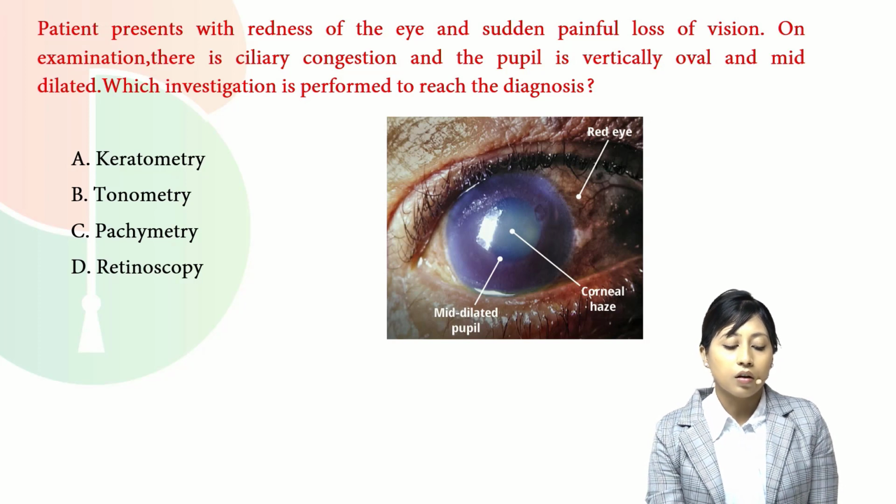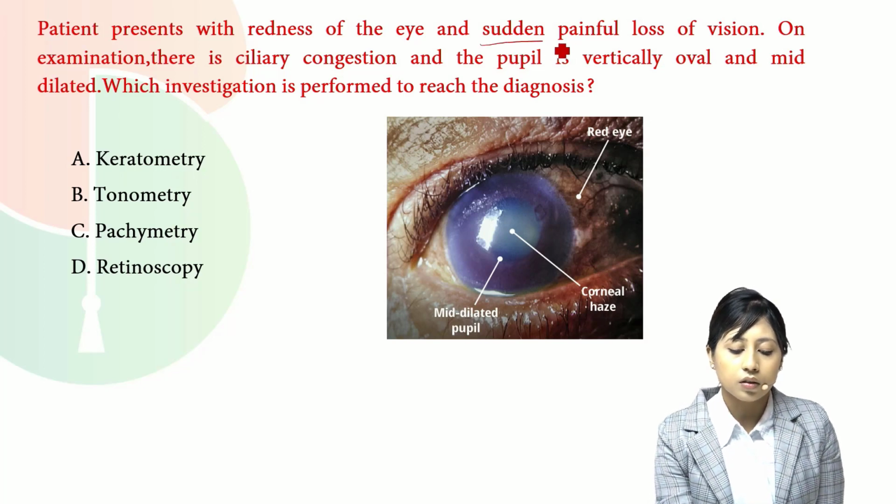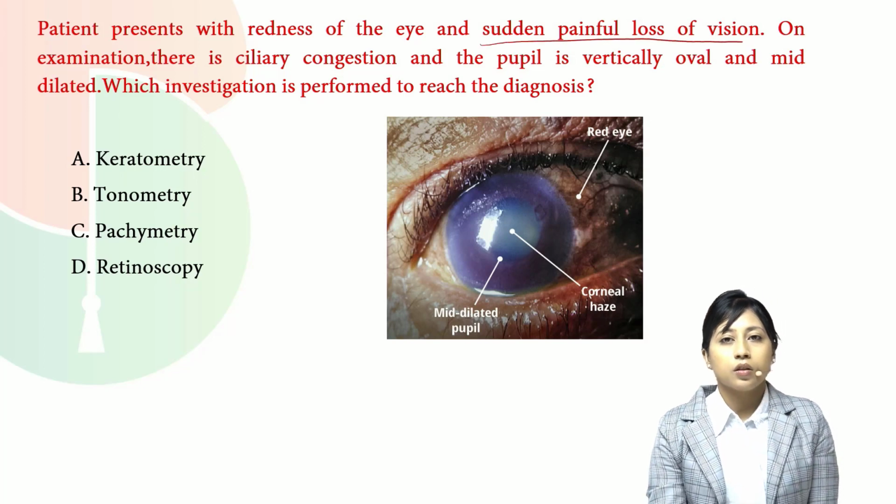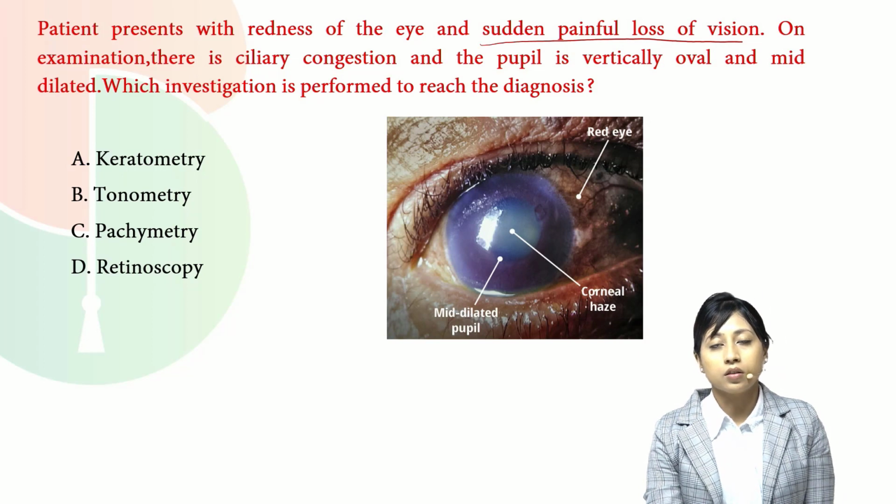So before reaching the investigation, we have to know what this case is. Here, the important clue is sudden painful loss of vision. So if there is sudden painful loss of vision, what comes to your mind? Right, angle closure glaucoma. One very important differential diagnosis would be angle closure glaucoma. And there is acute iridocyclitis, and there can be chemical injury or mechanical injury to the eye.